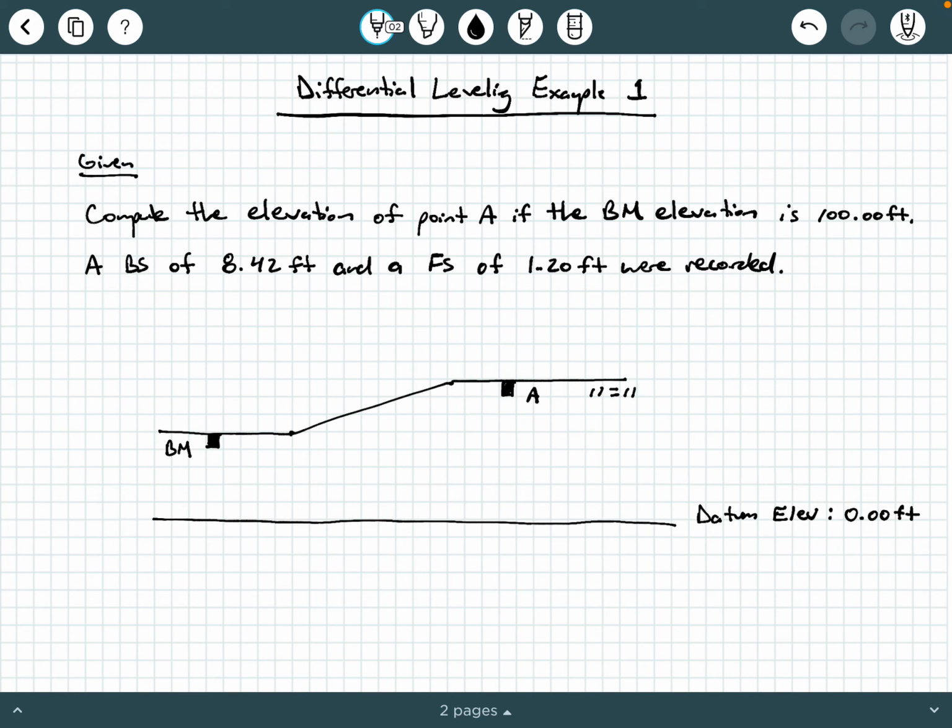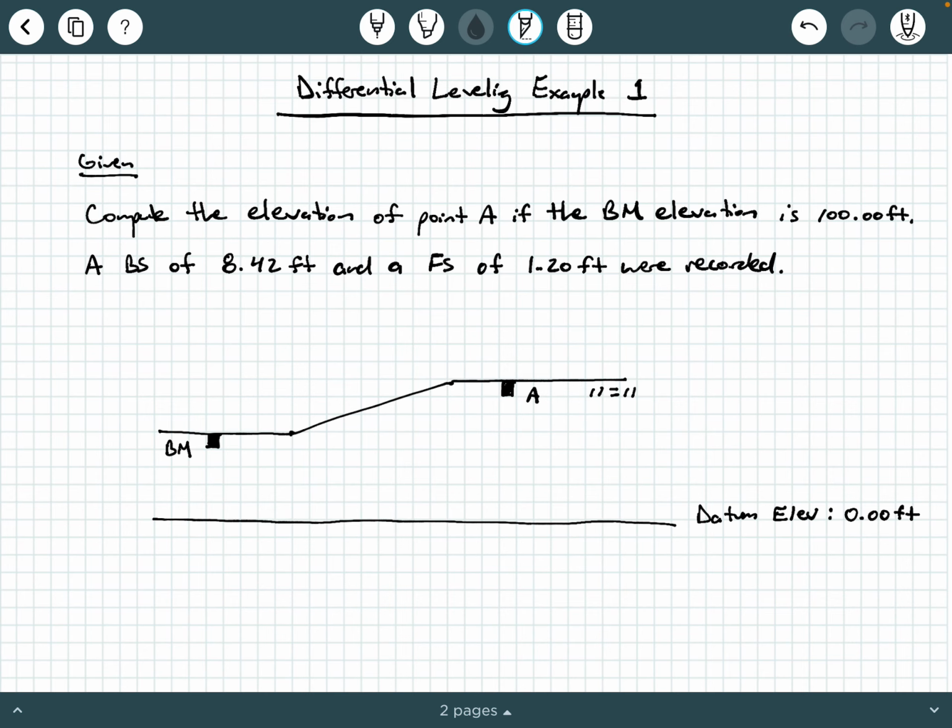Hey everybody, Dr. A here, and in this video we're exploring a simple example in differential leveling computations. So let's look at the given information. Here we're being asked to compute the elevation of point A if the benchmark elevation is 100 feet, and we're told a back sight of 8.42 feet and a foresight of 1.20 feet were recorded.